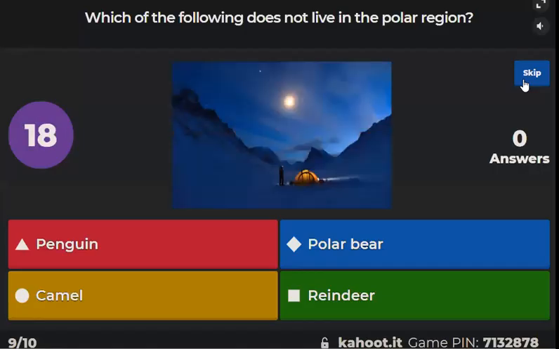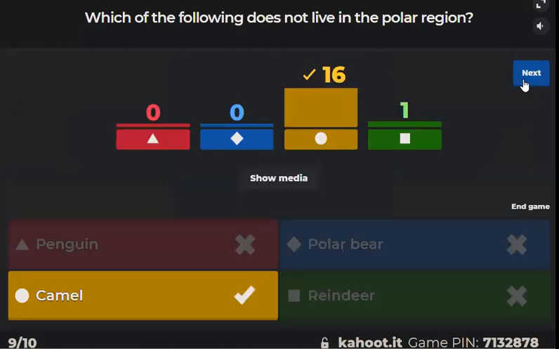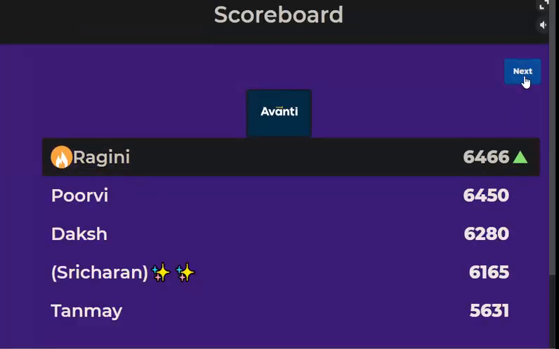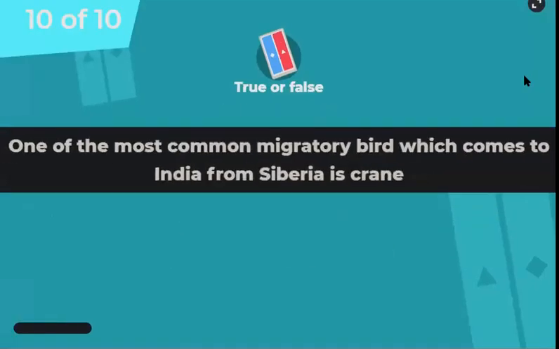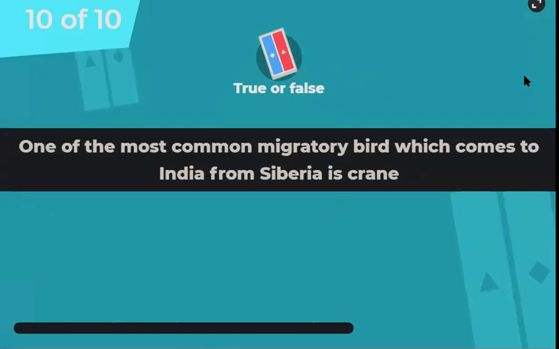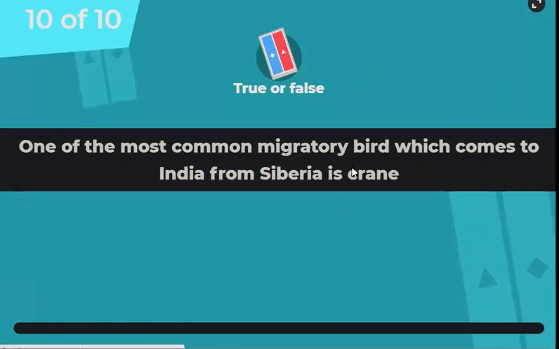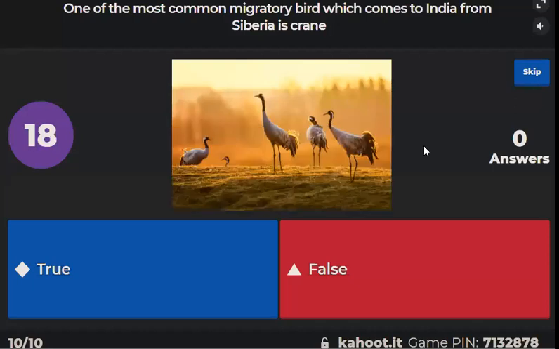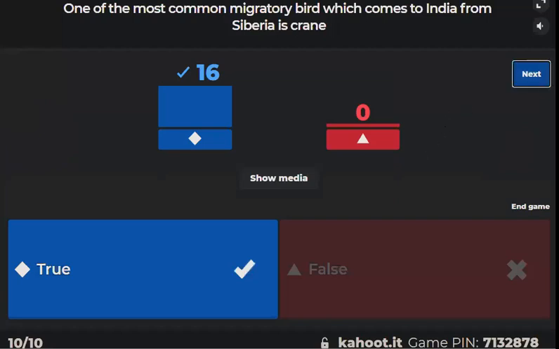Which of the following does not live in the cold region? This is super easy, tell me. Super easy. Yes, camel. Who answers reindeer? Have you forgotten? Santa, reindeer. One of the most common migratory bird which comes to the cold region. Tell me, we have studied this. Yes, true. Very good, everyone.